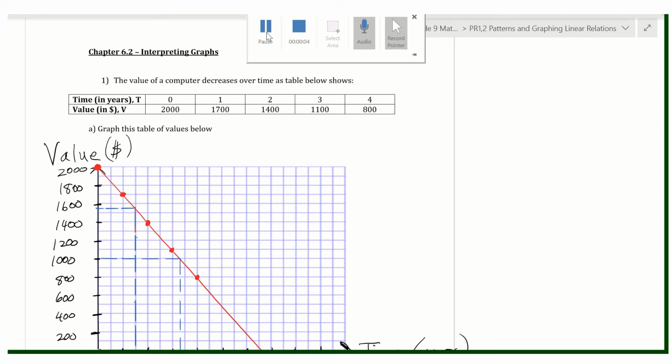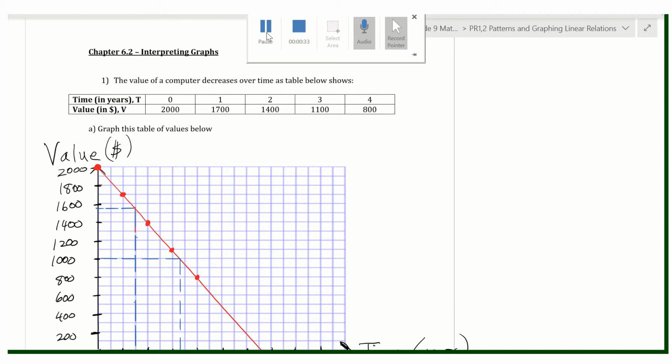It's Mr. Krupe here. This is the second section of chapter 6 in our patterns and graphing chapter of our textbook. So this is called Interpreting Graphs, chapter 6.2. I'm going to do this video a little differently. As you can see, I've got the answers already included with the worksheet that we do in class. So here is the question.